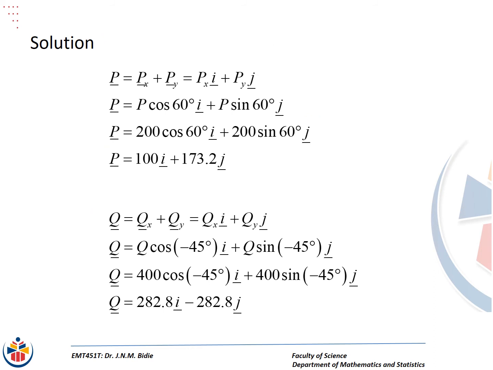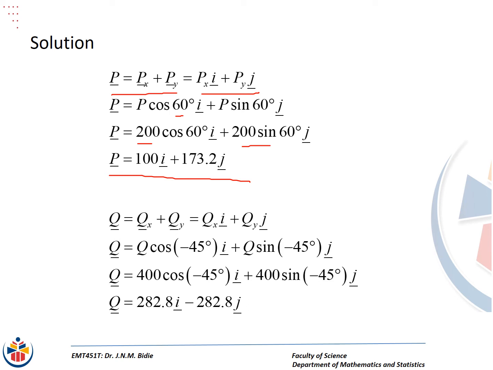Here is the solution. As I was saying, we had said vector P is vector Px plus vector Py, which means Px i plus Py j. And then P has been given to be 200. The angle P makes has been given, which is 60 degrees. So we've got 200 cos 60 degrees i plus 200 sine 60 degrees j. Note that we are just writing P analytically as a vector, so you can't leave behind i and j.